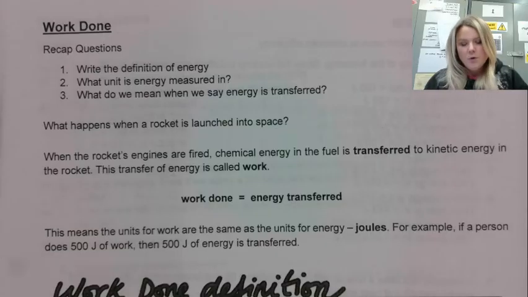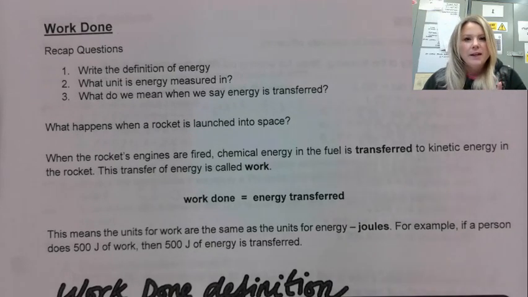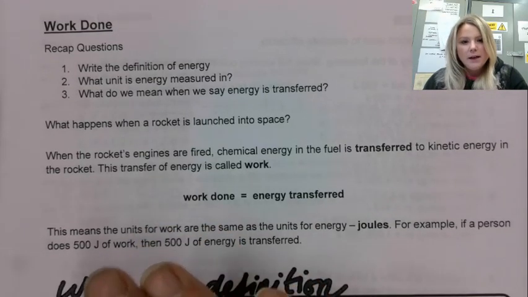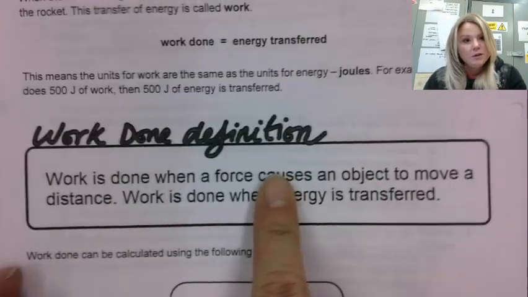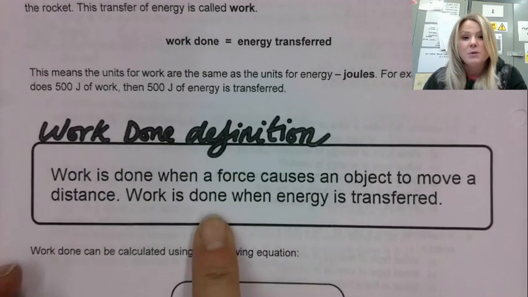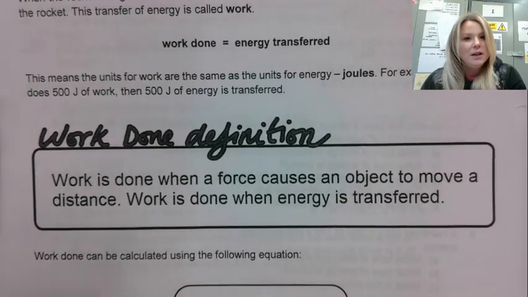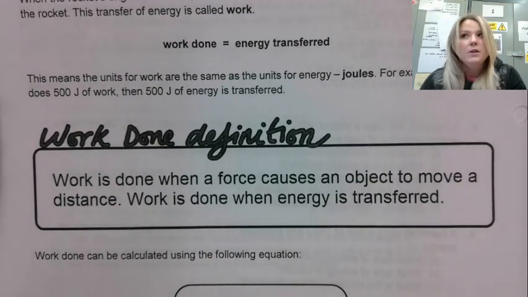Right, so open your notes at page 30 for me please, and we're just going to recap work done, which was the last thing we were doing before Christmas. So remember the definition of work done. Remember we spent a bit of time learning that. So work is done when a force causes an object to move a distance, and work is also done anytime there's a transfer of energy. So if energy has changed from one form into another, that means that energy has been transferred.